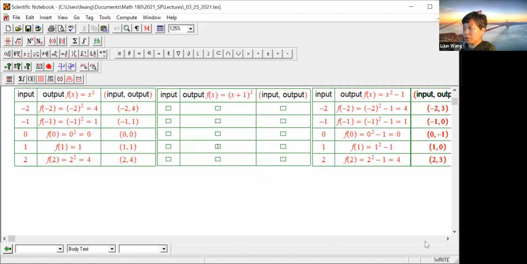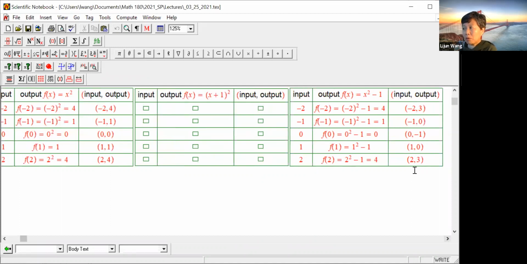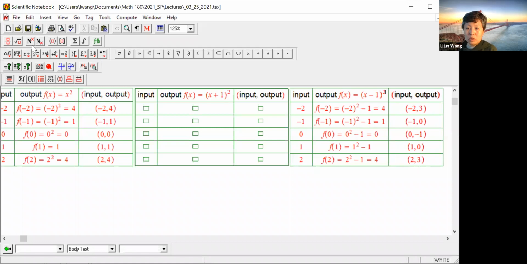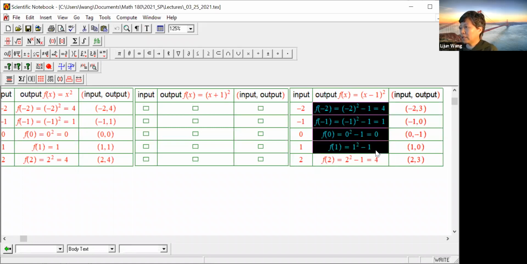I will give you new input. But I want you guys to look at the rule. The rule is going to be x minus 1 squared. So the square is after the sum or difference. All of these will be changed.